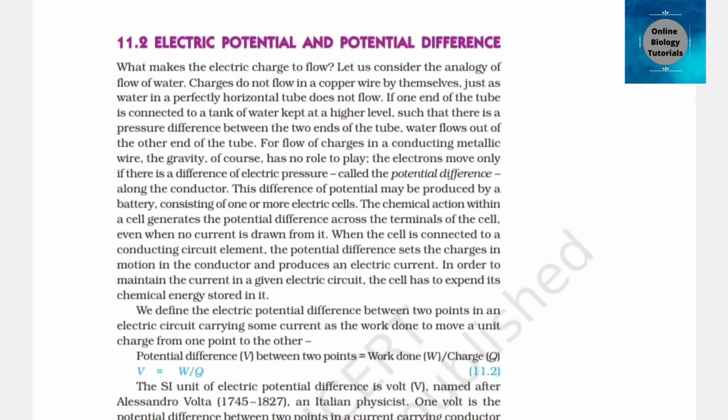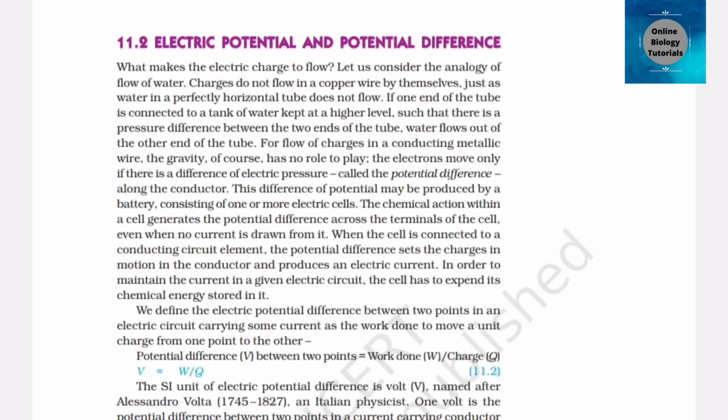11.2 Electric potential and potential difference. What makes the electric charge flow? Let us consider the analogy of flow of water. Charges do not flow in a copper wire by themselves, just as water in a perfectly horizontal tube does not flow. If one end of the tube is connected to a tank of water kept at a higher level, such that there is a pressure difference between the two ends of the tube, water flows out of the other end of the tube.